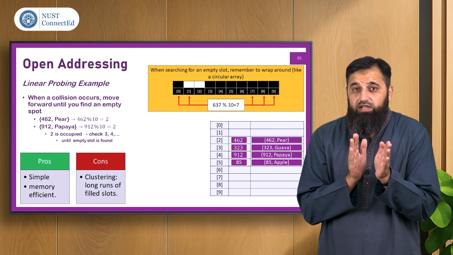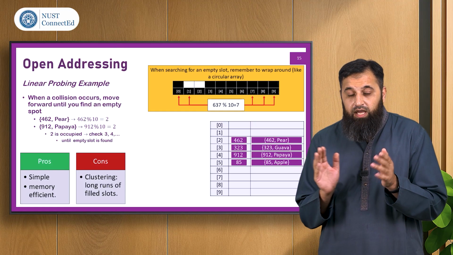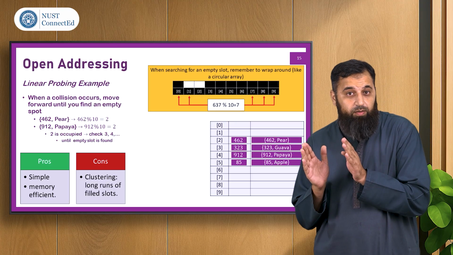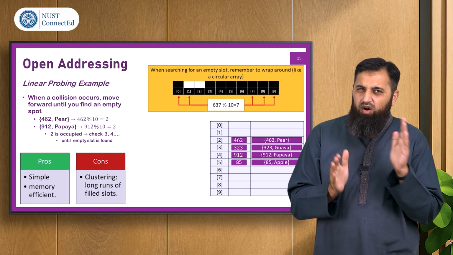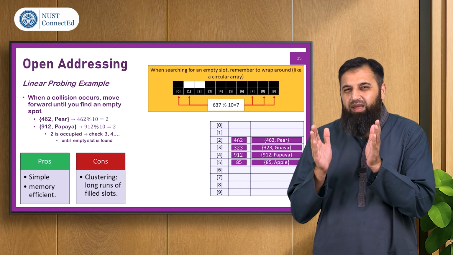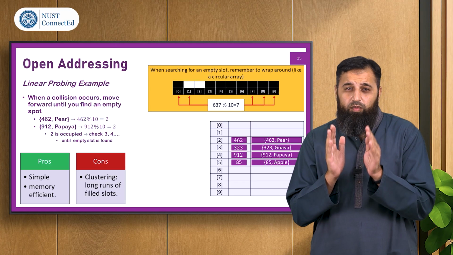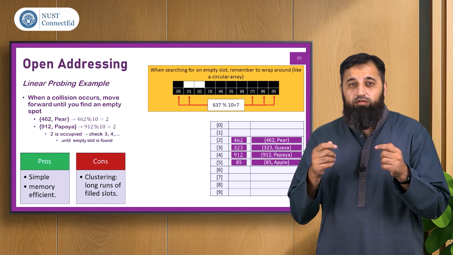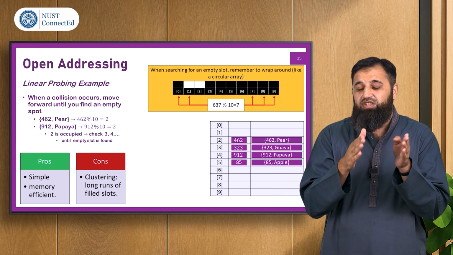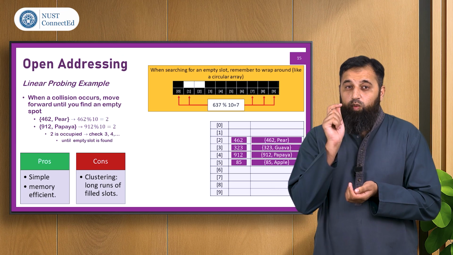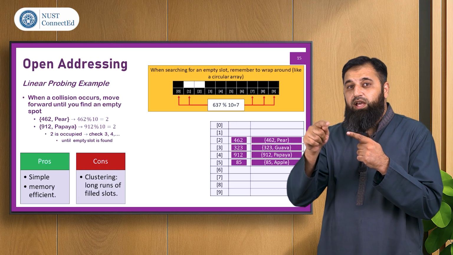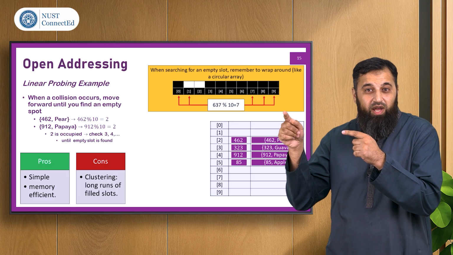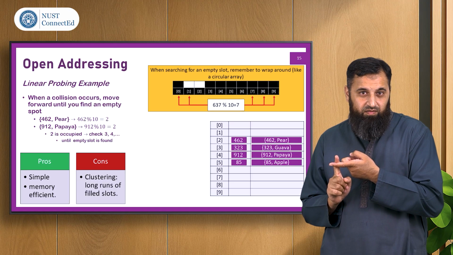The advantage of this is that it is very easy to implement. It has good use of cache memory since elements are stored close together. The cons are it can cause primary clustering, which means large groups of occupied slots form, which slows down insertion and searches. One key point to remember: when you reach the end of the table, you wrap around to index 0 and continue searching from there.